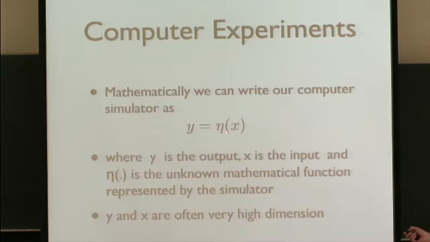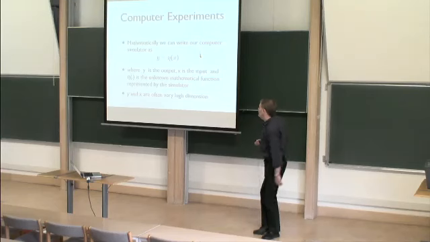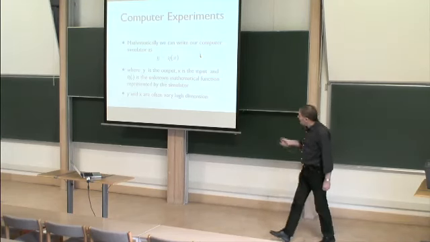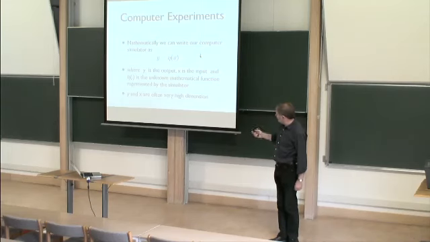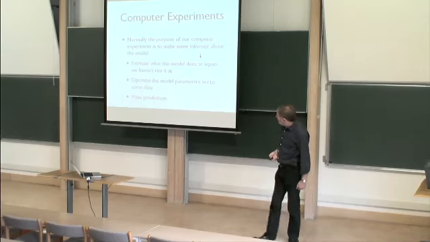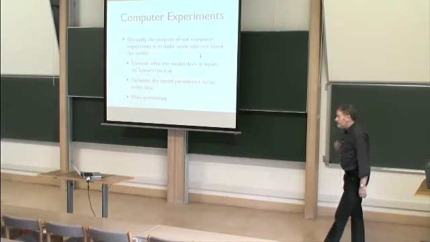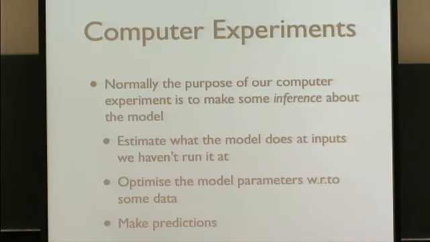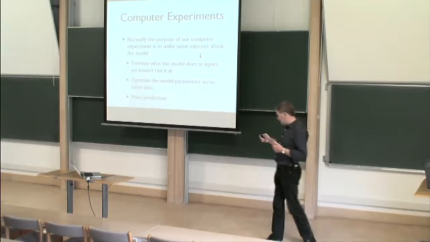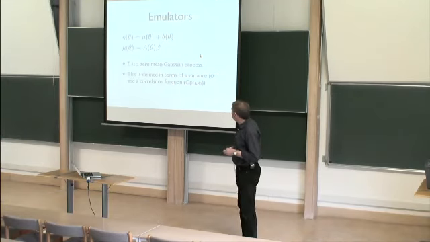This is an unknown mathematical function which we can write down at certain places because we have this computer simulator that can tell us what's going on, and these things are often very high dimension. So normally we want to make some inference about the model or some inference about reality. So we need to estimate what the model does at inputs we haven't run it at to do those inferences. And sometimes we want to optimize the model parameters with respect to some data, or we might want to make predictions, which is generally, in climate, the sort of thing we do.